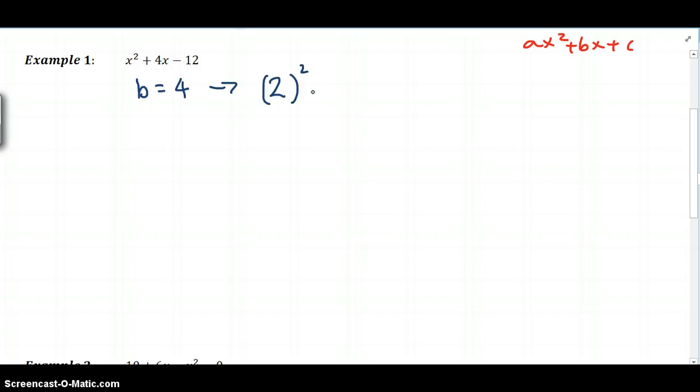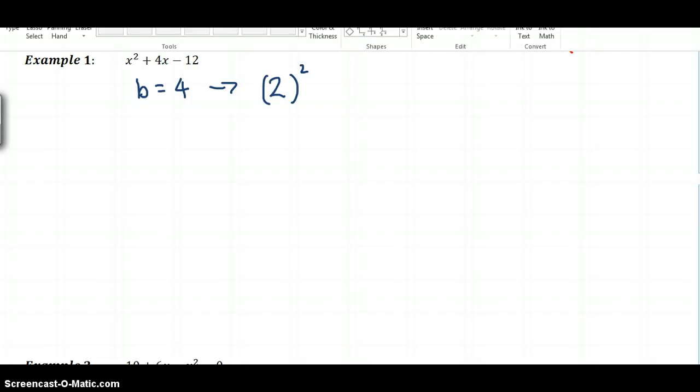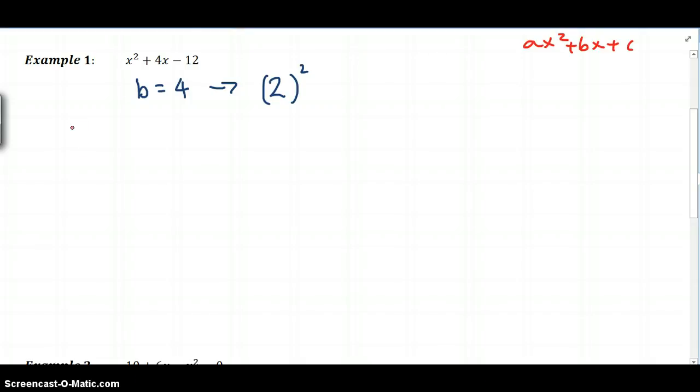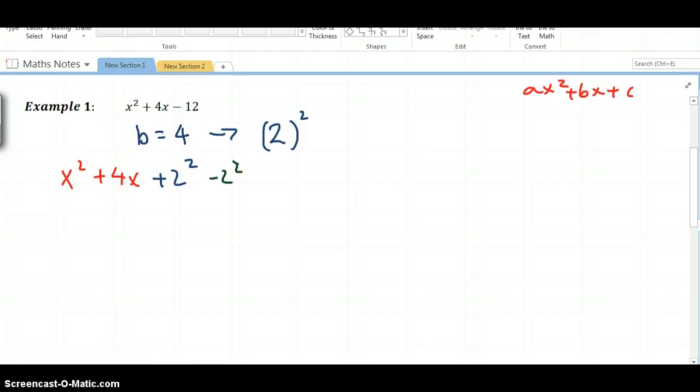Now, I want you to leave this in this form, because if you realize the similarities between 2 squared and 4, you'll see why I'm leaving it as 2 squared in a second. So what I'm going to do now is rewrite this equation. I'm going to rewrite this as x squared plus 4x, plus 2 squared, and I'm also going to minus 2 squared from here. And I'm going to finish off the rest of the equation with minus 12.